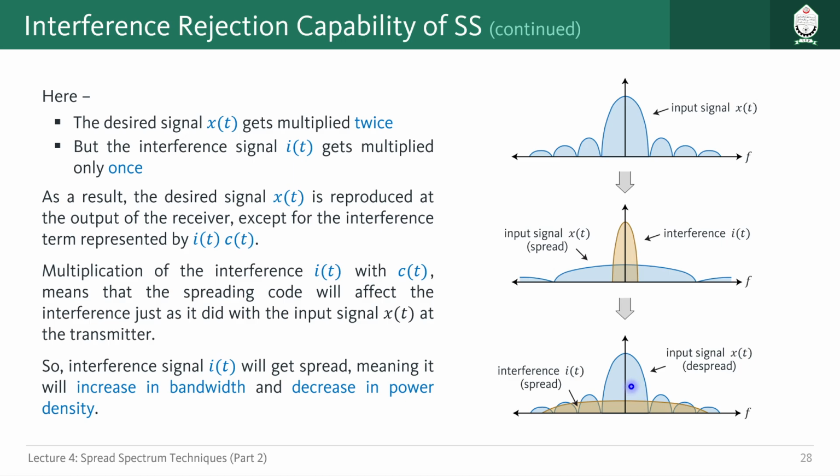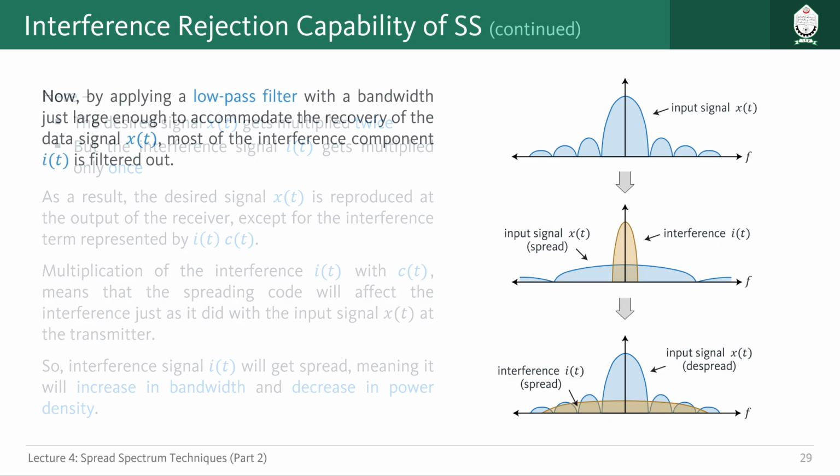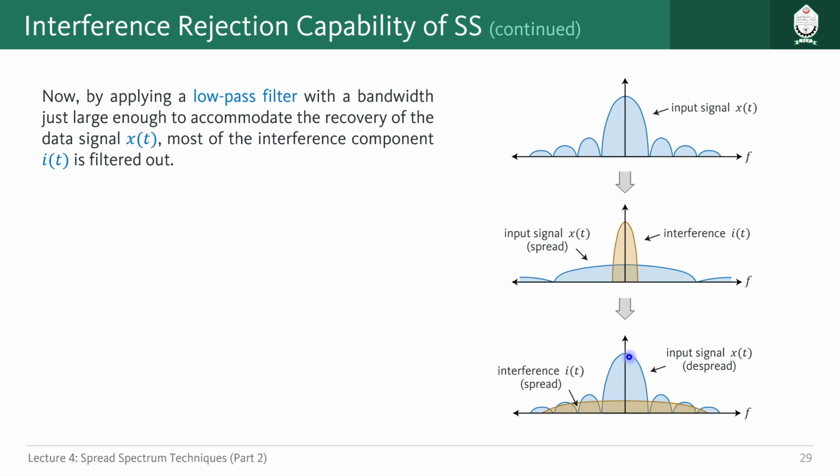But for interference I of t, what will happen? As it is multiplied with c of t only once, the bandwidth of our I of t will get expanded, and that's why we are seeing the orange curve got expanded with increase in bandwidth but decrease in power. And now if I just apply a low pass filter centered at this frequency to retrieve our signal x of t, then all the interference portions will be eliminated, and we are going to get back our original signal x of t, right? So in this way we can actually reject interference using spread spectrum.